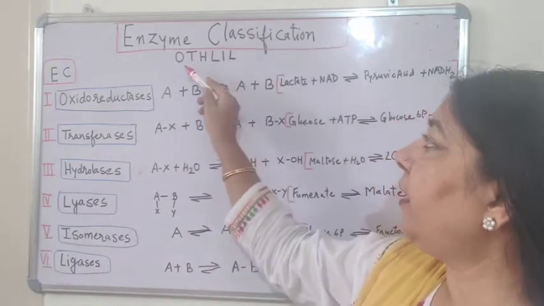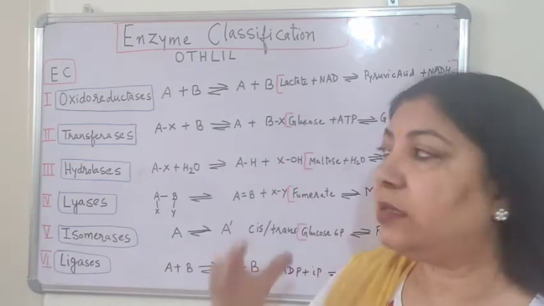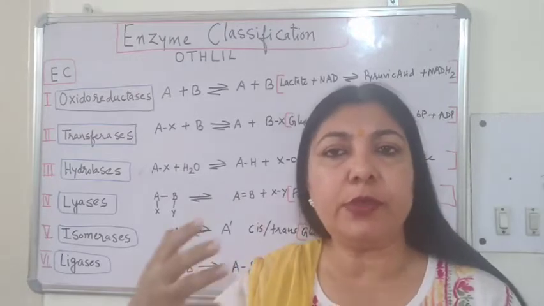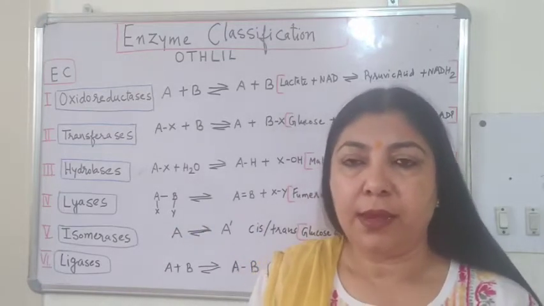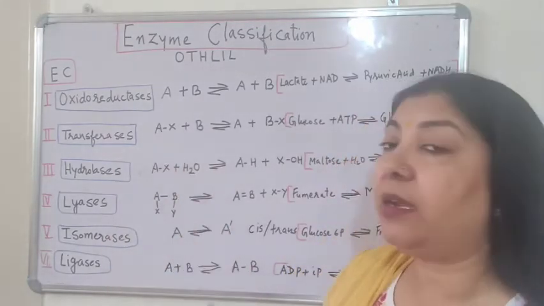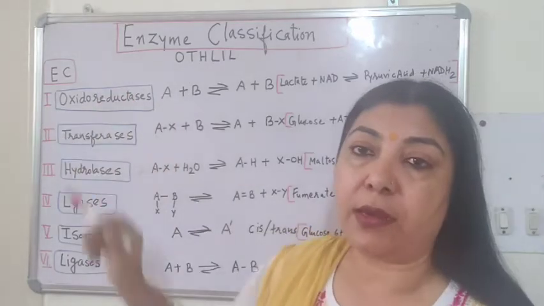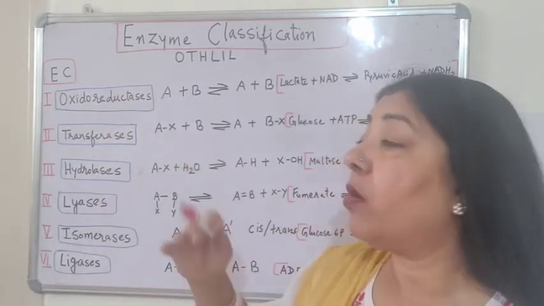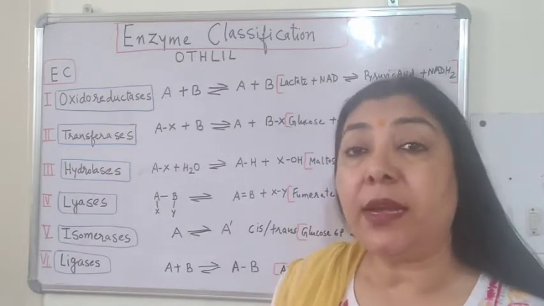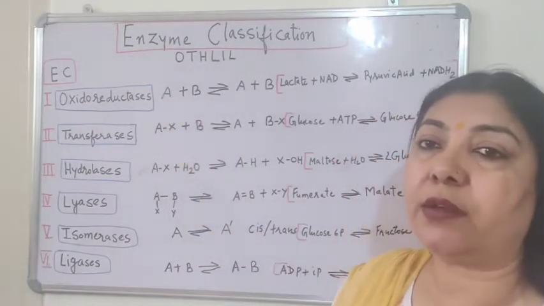So mnemonic you can write: OTHLIL. These 6 classes catalyze specific types of chemical reactions. Let's go into the details of these chemical reactions. You will understand it in a better way. So the class 1, first class is called oxidoreductases. Those enzymes which catalyze the redox reactions are called oxidoreductases.